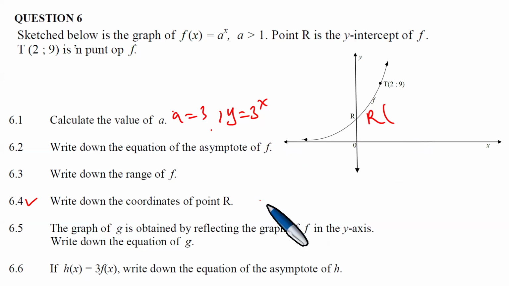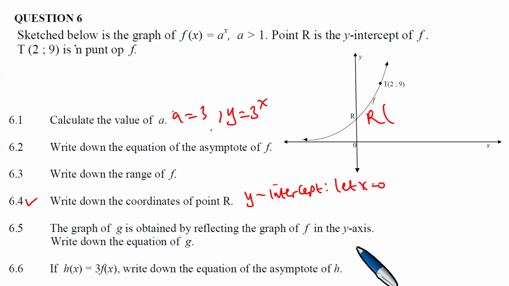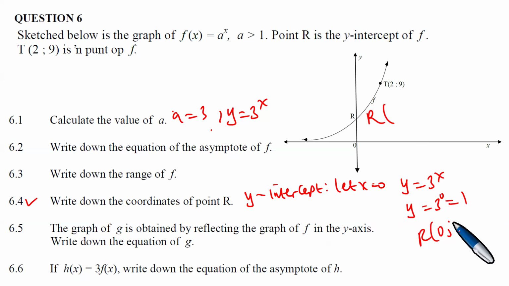Now, to find the coordinates of R, this is the y-intercept. To get the y-intercept, you let x be 0. If you let x be 0 in the function 3 to the power x, you have 3 to the power 0, which is 1. So the coordinates of R are exactly x is 0 and y is 1. So the coordinates of the point R are 0 and 1.